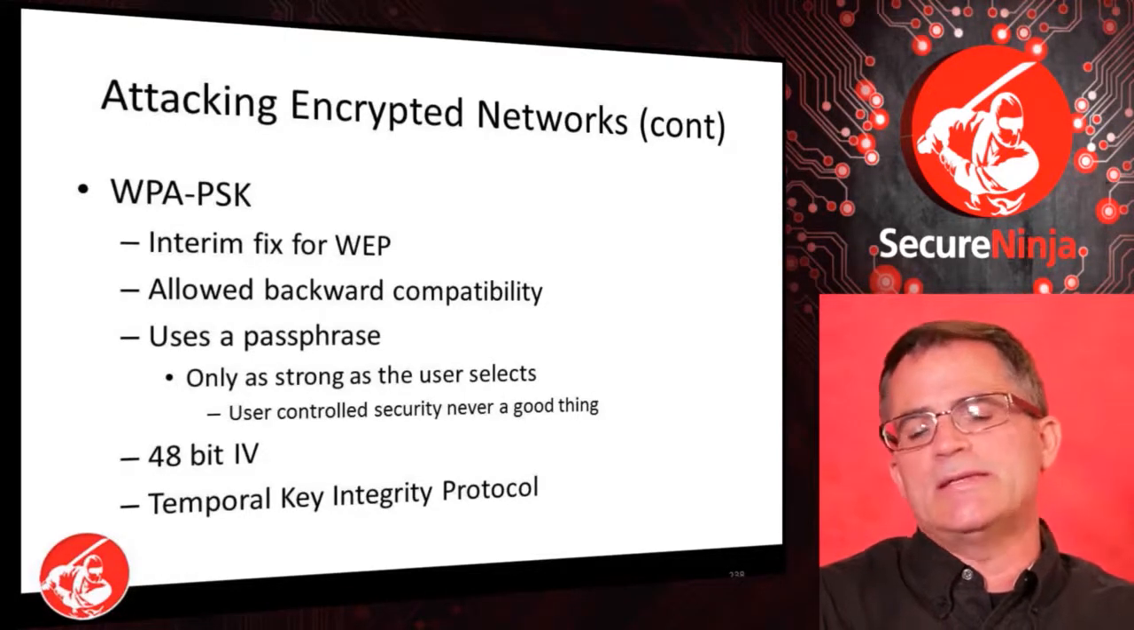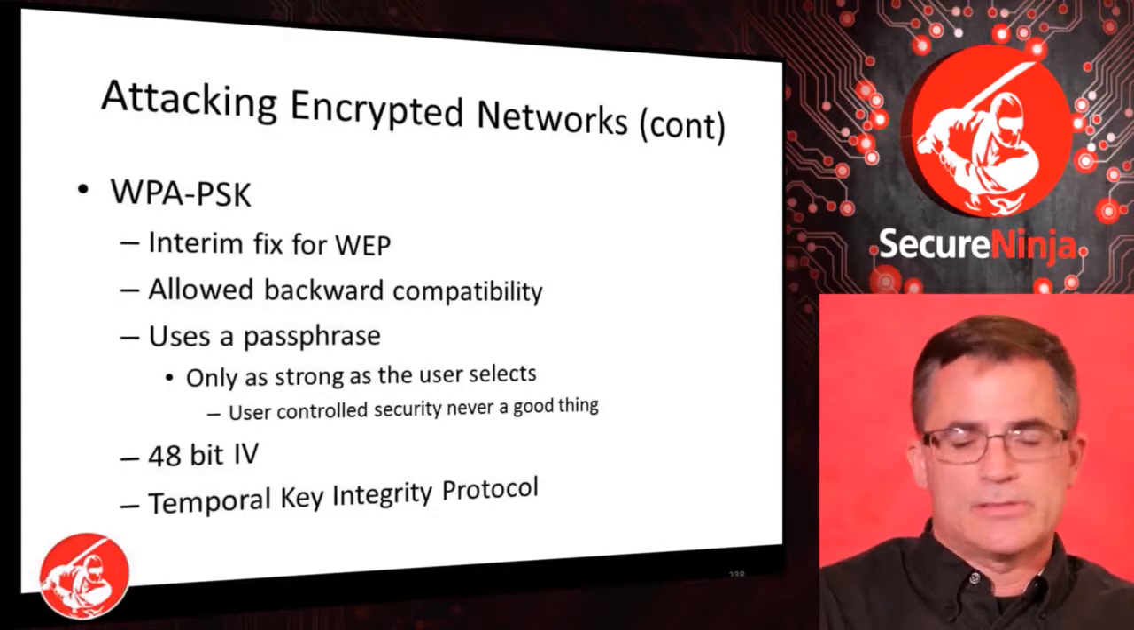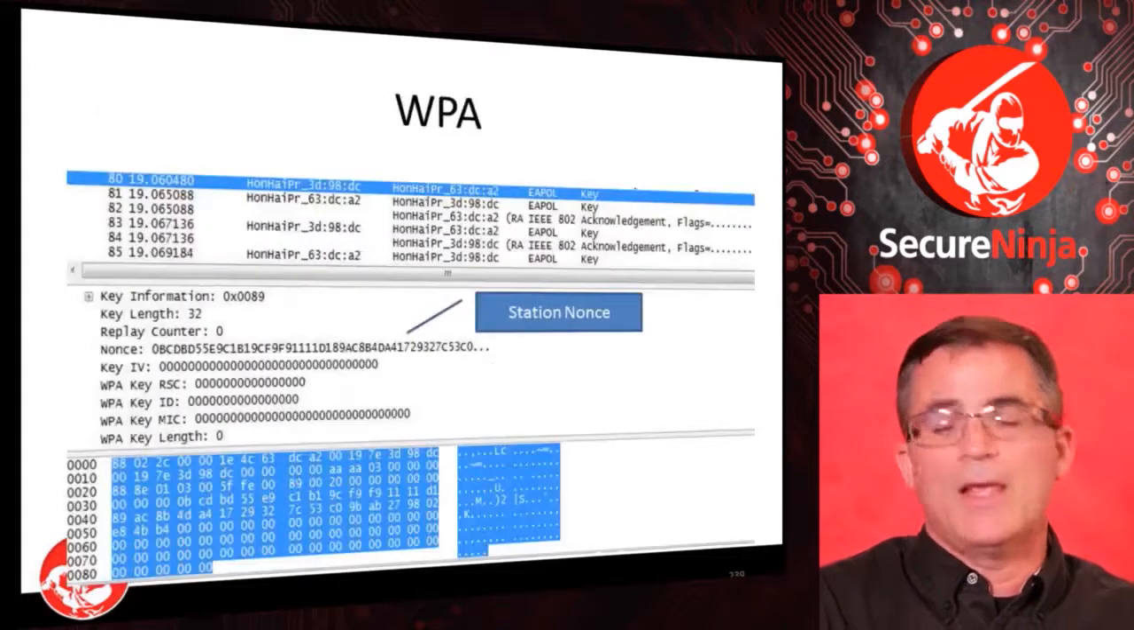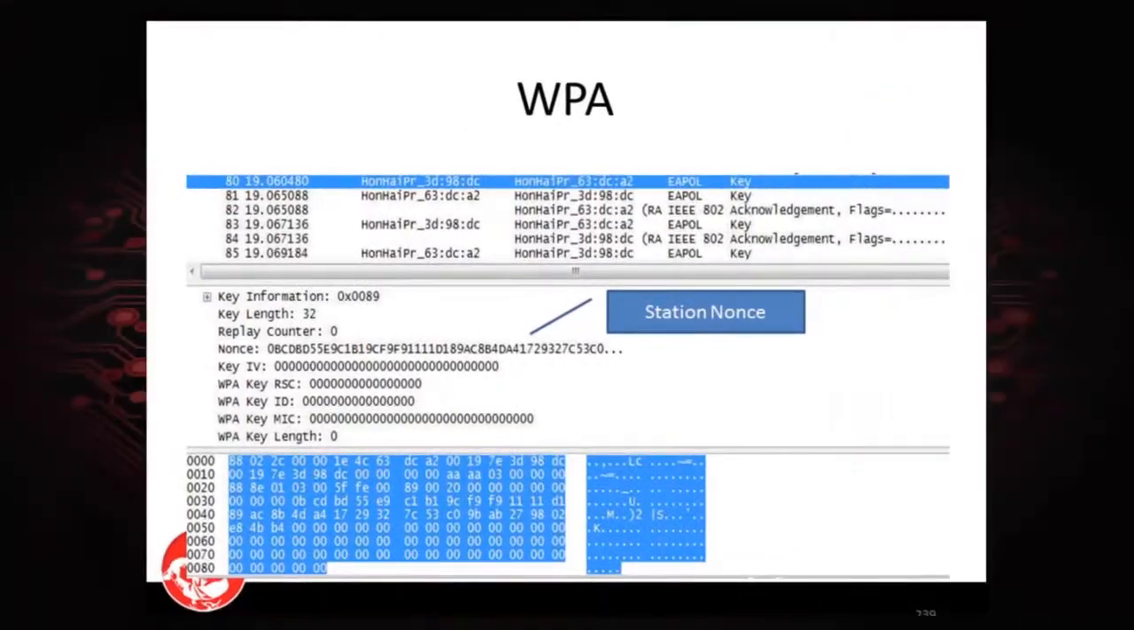And as I said, it uses TKIP, Temporal Key Integrity Protocol. There have been weaknesses in this, so be aware that TKIP is no longer recommended. This is what it looks like when you look at a WPA trace. And this is what's called the four-way handshake. If you see this EAPOL key, there's 4 of these. And it's actually Extensible Authentication Protocol over LAN key. So if you look at it here, right here's the EAPOL key, and there's 4 of them. 1, 2, 3, 4. And that's called the four-way handshake.